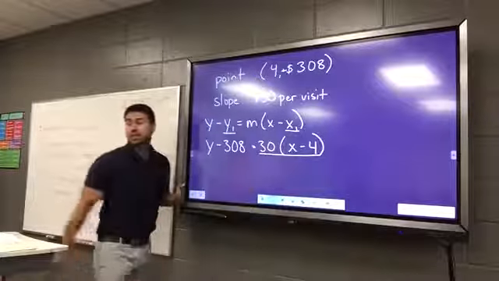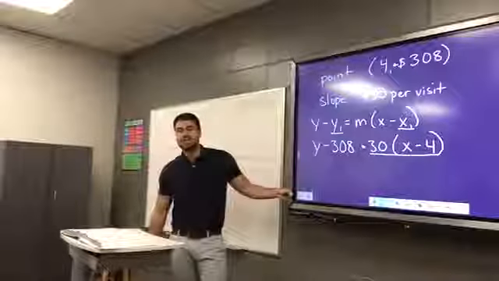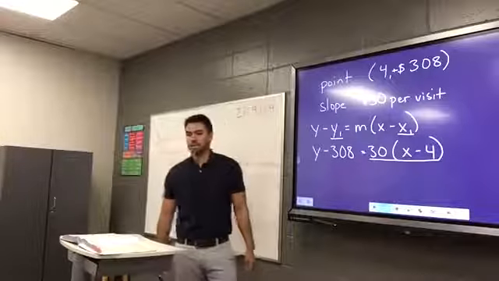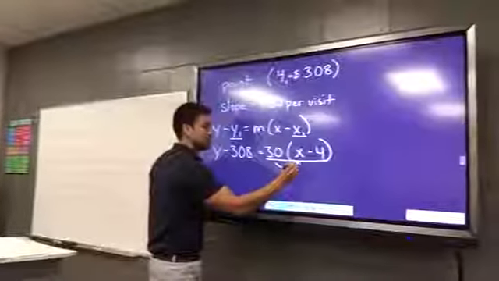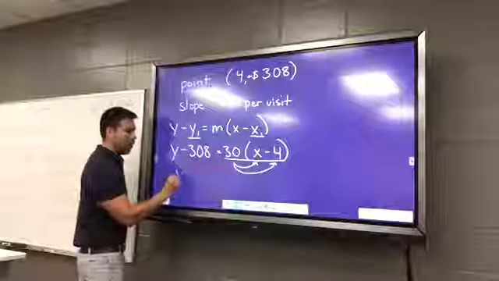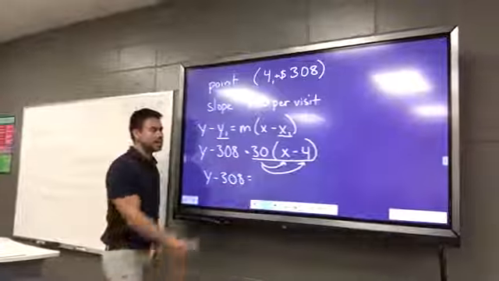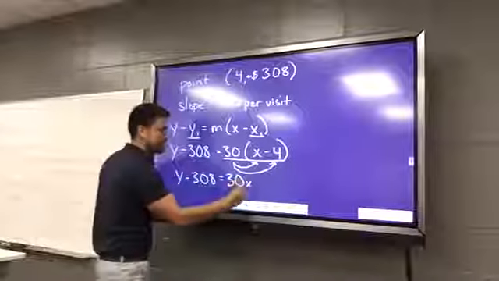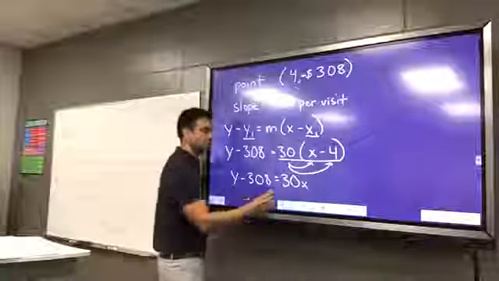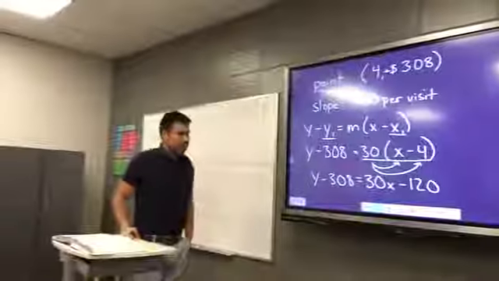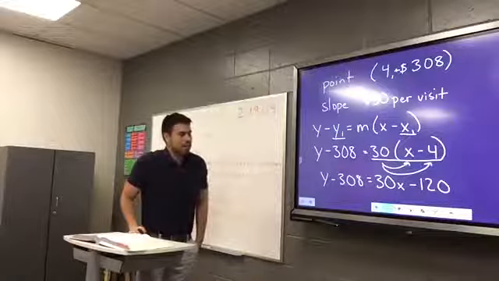And does anyone know how to simplify that? Look at it. 30 times x minus 4. Do you remember what property gets applied? Distributive. Okay, so I'm going to get y minus 308. That stayed the same. What's 30 times x? 30x. What's 30 times negative 4? Negative 120. Okay, so that's what I have right now. It looks like just a lot of numbers.